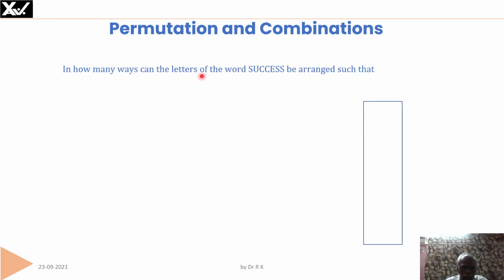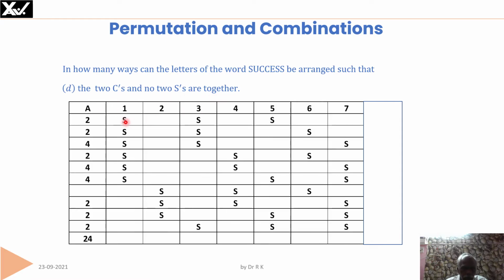In how many ways can the letters of the word success be arranged such that the 2 C's are together and no 2 S's are together? So this is the arrangement. The letters 1 to 7 I have written here. So arrangement is possible like this. No 2 S's are together. Therefore, if I put S in the first place, there are 6 arrangements.